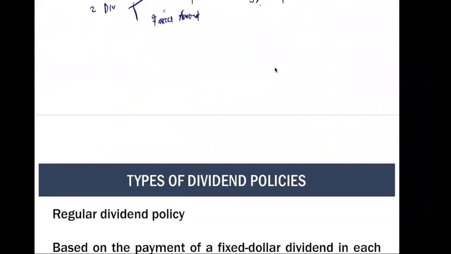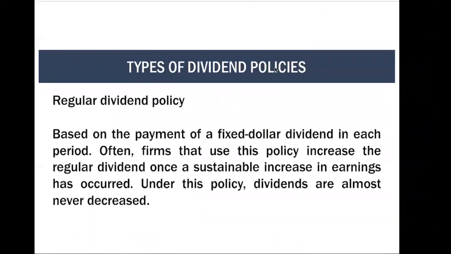How about your fixed amount? So when we say fixed amount, or regular dividend policy, it is based on the payment of a fixed dollar dividend in each period. If the constant is a percentage, your fixed amount is a money. So let's say 5 pesos per year. That is considered a fixed type of dividend. So constant or fixed, those are two types of dividend policy.